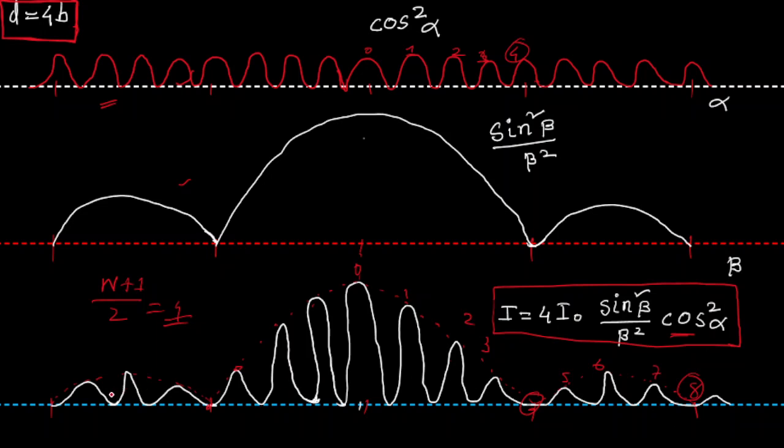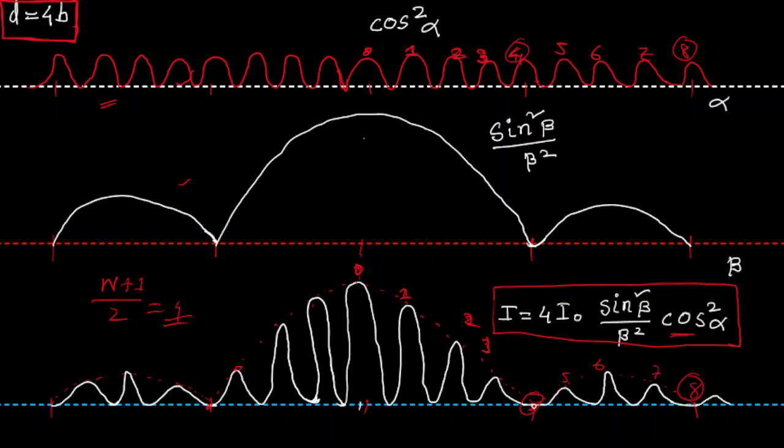So when I draw this final intensity distribution pattern, here you can see the order of interference maxima. This is 0th order, first order, second order, third order, fourth order, fifth order, sixth order, seventh order, and eighth order. But when you finally draw it, you can see the 0th order interference maxima, first order, second order, third order, but the fourth order interference maxima is missing here.